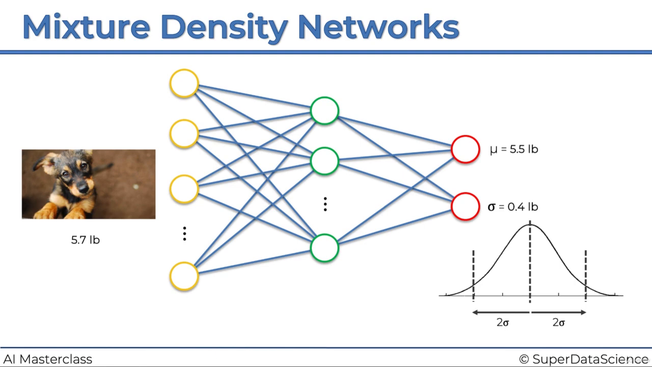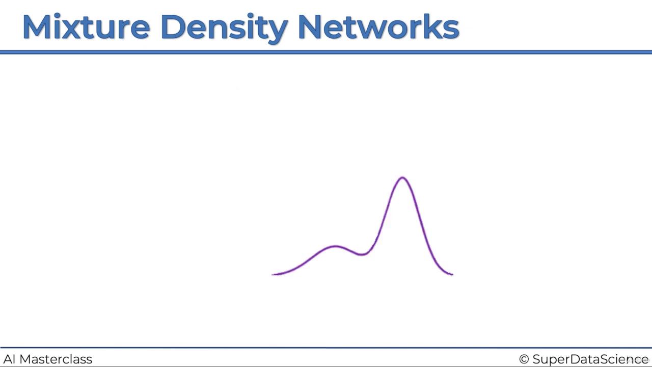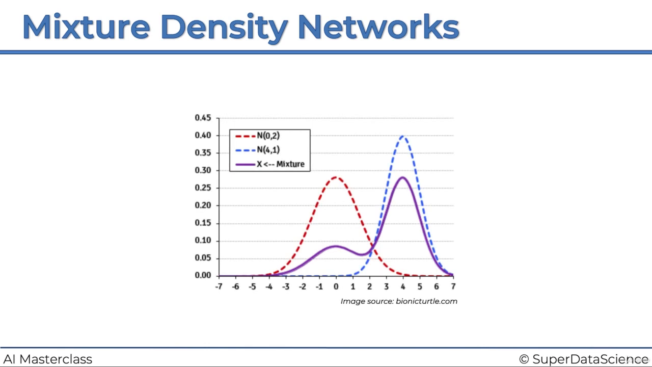But that's not all. Here, as we can see, we assume that this distribution is a normal distribution. What if the distribution is not a normal distribution? What if it's a general type of distribution? For instance, something like this. Well, what we're going to use in mixture density networks is an assumption that any general distribution can actually be broken down into a mixture of Gaussians, or a mixture of normal distributions. So in this case, it looks something like this. As you can see, we've got two Gaussian distributions, the red one and the blue one, and together, combined, they create this purple distribution, which is a more general type of distribution.